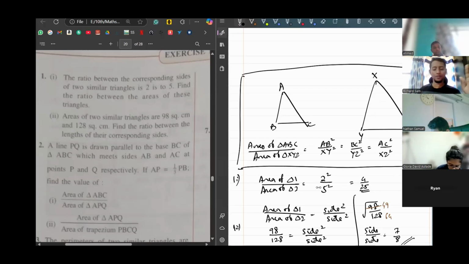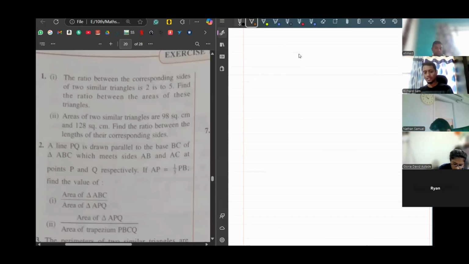Okay, is this theorem clear for everyone? How to use it? We saw both ways. From the sides, we can find the area or ratio of areas. And from the ratio of areas, we can find the ratio of sides. All right, we'll go to the next theorem, which is theorem 1.